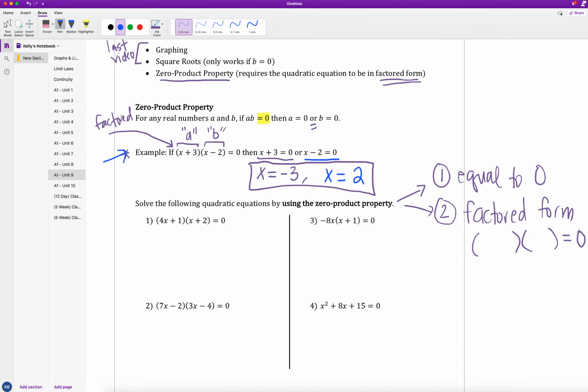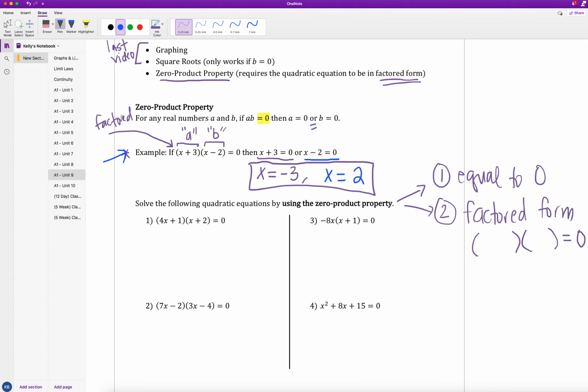Our first example says 4x plus 1, that quantity, times x plus 2 equals 0. Well, I know that I'm set equal to 0, so the first thing is checking, but am I in factored form? What do you guys think? Is this quadratic equation in factored form? So yes, we are in factored form since I have two linear factors here, so both of these have an exponent of 1, and I have the 4x plus 1 in parentheses times our x plus 2 in parentheses.